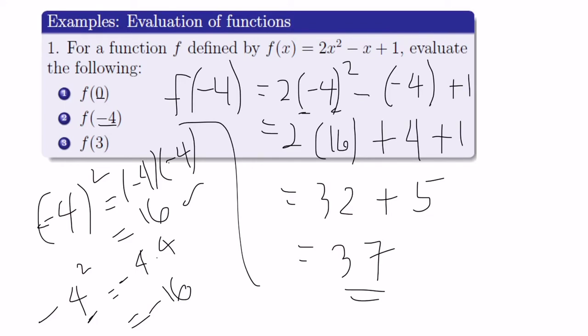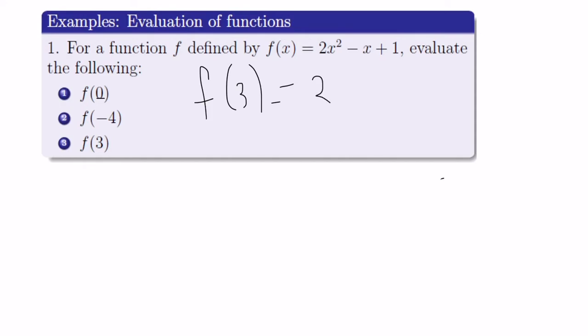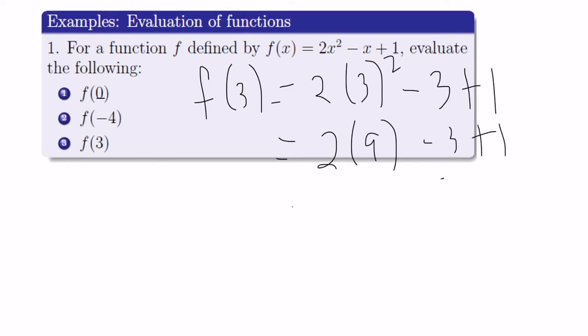Next, number 3. Number 3 is f at 3. So substitute x as 3: 2 times 3 squared minus 3 plus 1. 3 squared is 9, so 2 times 9 minus 3 plus 1. So this is 18 minus 3 plus 1. 18 minus 3 is 15 plus 1, 16.